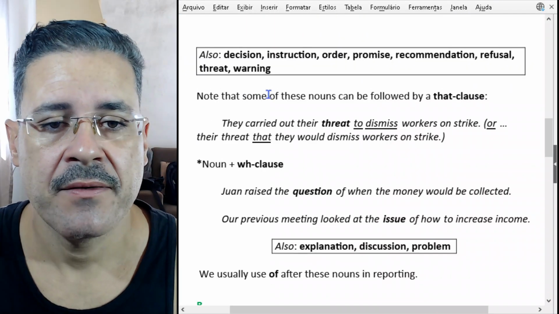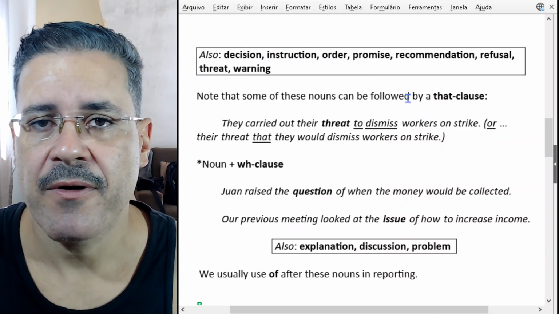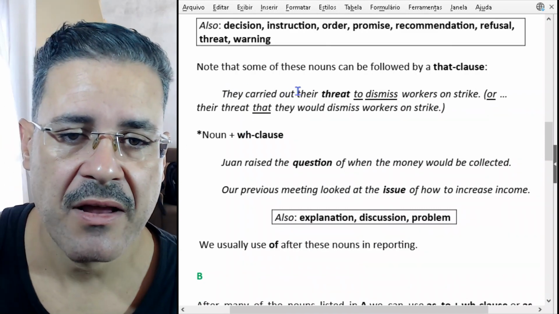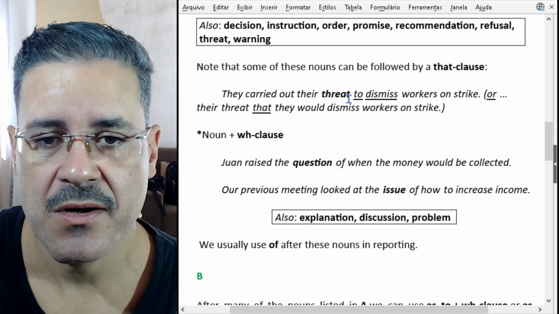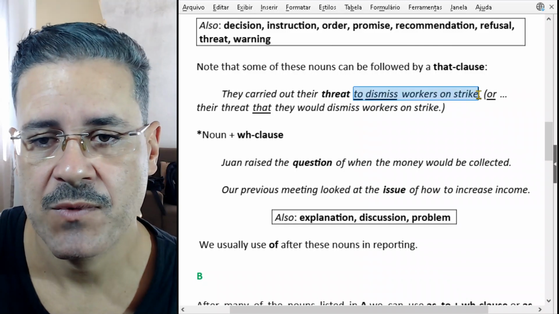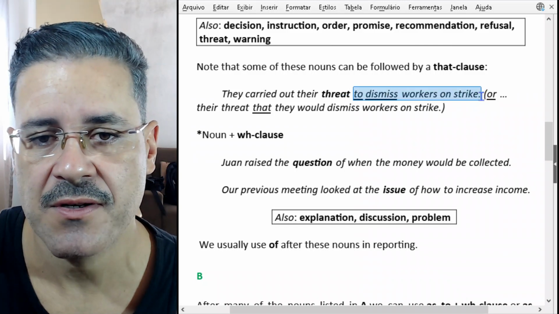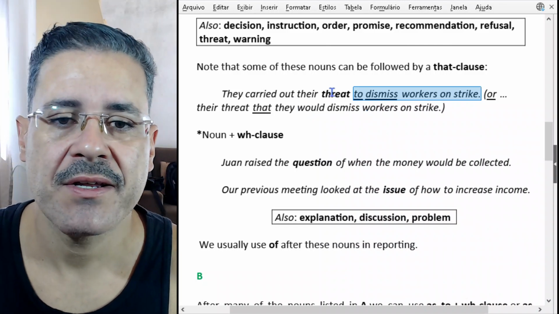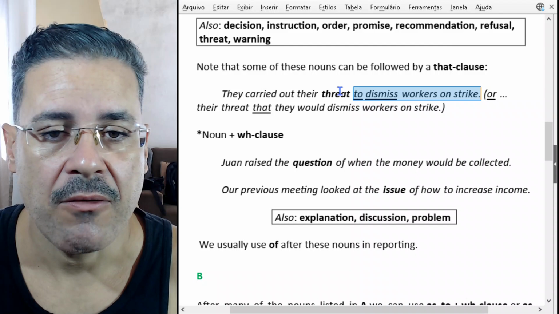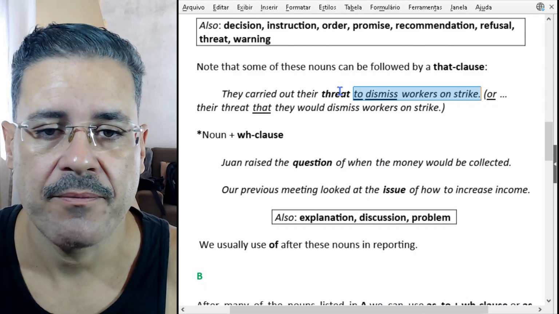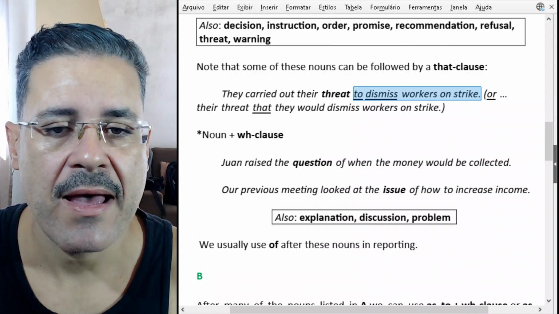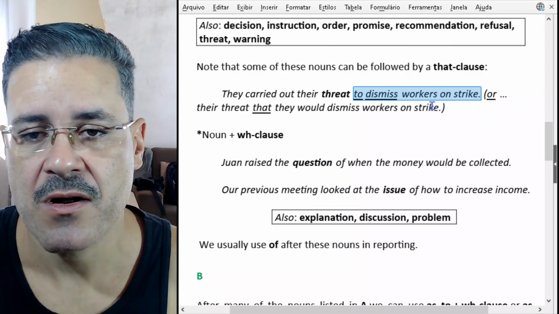Note that some of these nouns can be followed by a that clause. For example, they carried out their threat to dismiss workers on strike. So we've got the to-infinitive clause here. They carried out their threat. Threat is the noun from the verb to threaten.